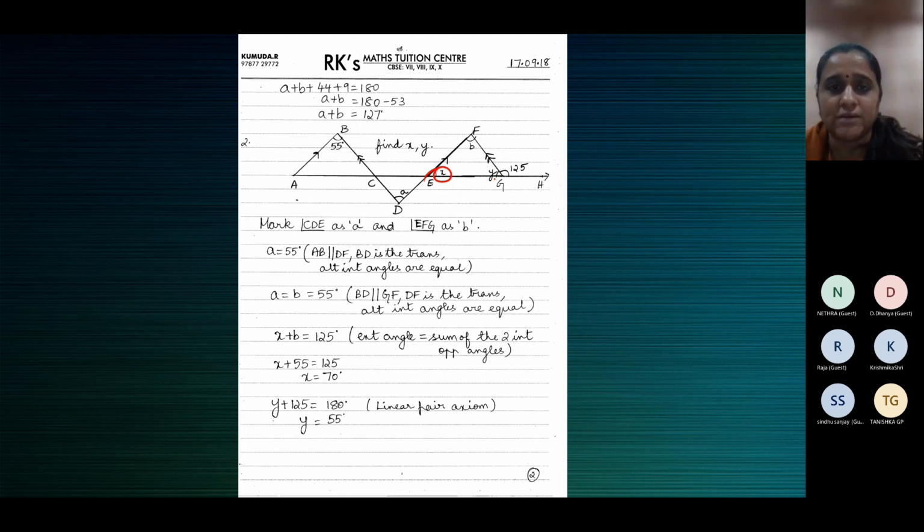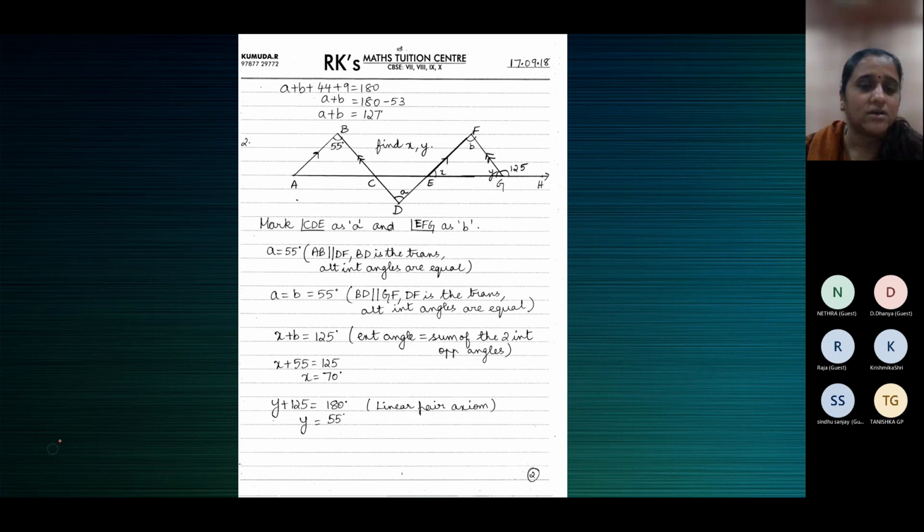Y can be found using linear pair. Before you do anything, you can find y straight away in the beginning itself, because y and 125 form a linear pair. So y you could have found even before finding x. So y plus 125 is equal to 180. Linear pair axiom. What is it?